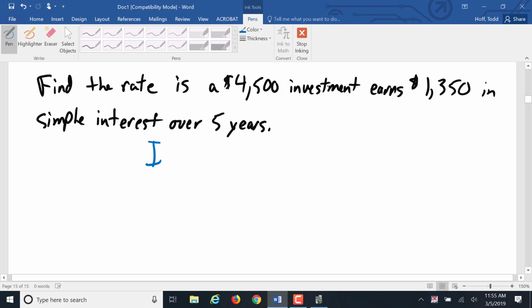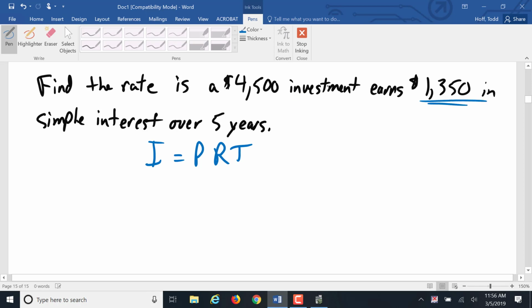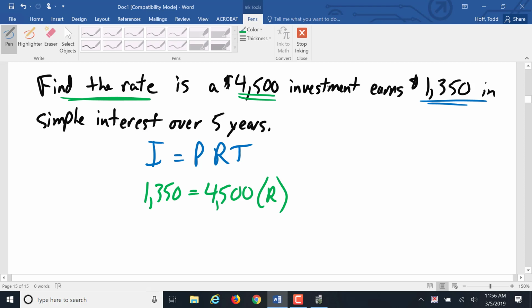So once again, it's I equals PRT. And once again, we know I, the dollar amount of the interest here, is $1,350. Our principal is the $4,500. I'm going to take the dollar signs off here just to clear up our equation a little bit. We are looking for the rate. Find the rate. So we're looking for R, and our time is 5 years.